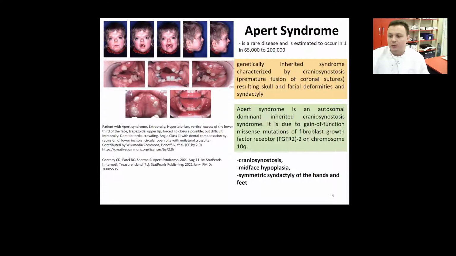The syndrome was first described in 1906 by French physician Eugène Apert, when he described 9 people with similar facial and extremity characteristics. Apert syndrome is an autosomal dominant inherited cranial synostosis syndrome. It's due to a gain-of-function missense mutation of fibroblast growth factor receptor 2, FGFR2, on chromosome 10q. Patients with Apert syndrome have cranial synostosis, midface hypoplasia, and asymmetric syndactyly of the hands and feet.